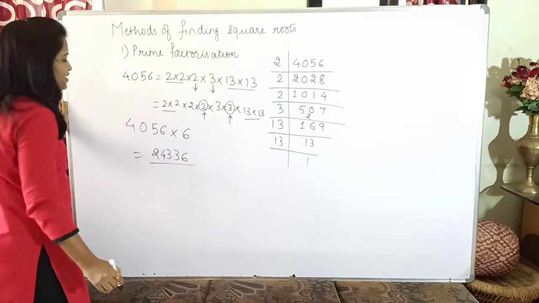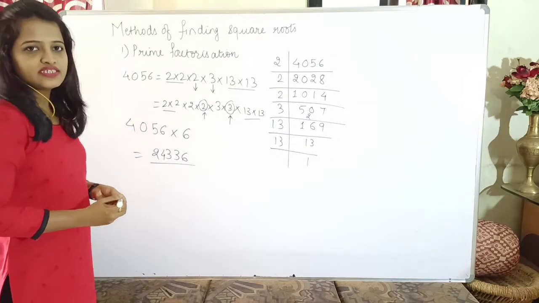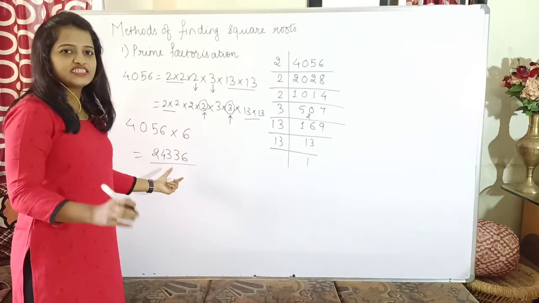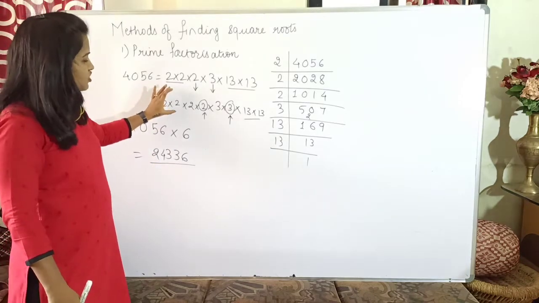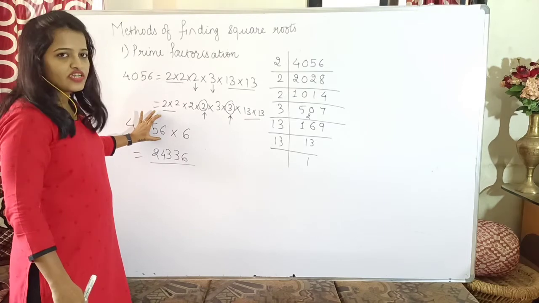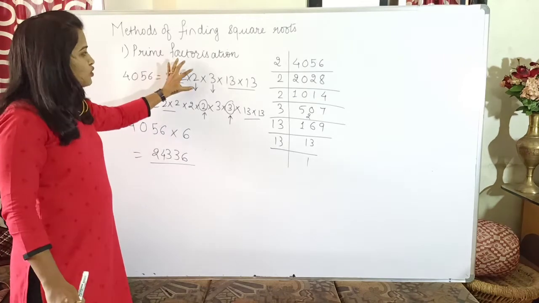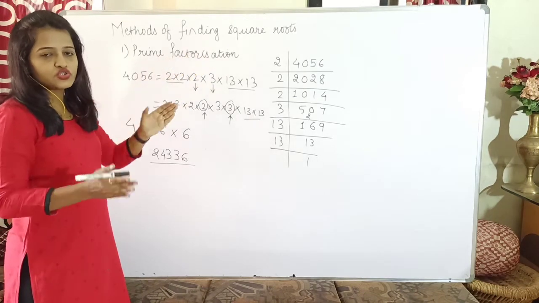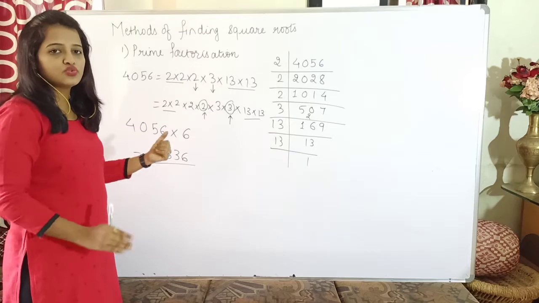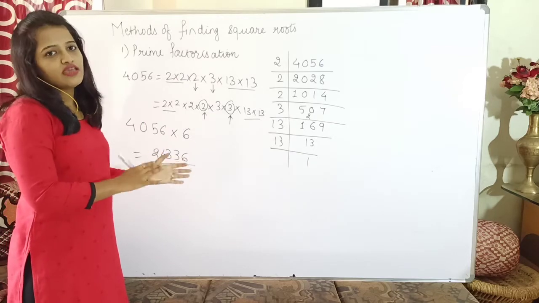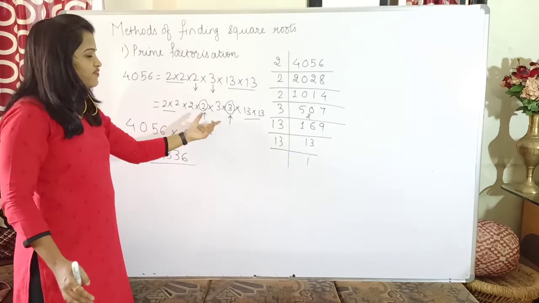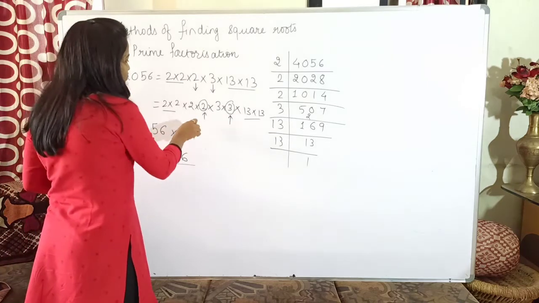So it will be 24336. Now this number is definitely a perfect square, because for the given number 4056, there was a 2 and a 3 which were not in pairs, so I have multiplied the given number by that 2 and 3, and if they become a pair, then definitely you will get a perfect square.